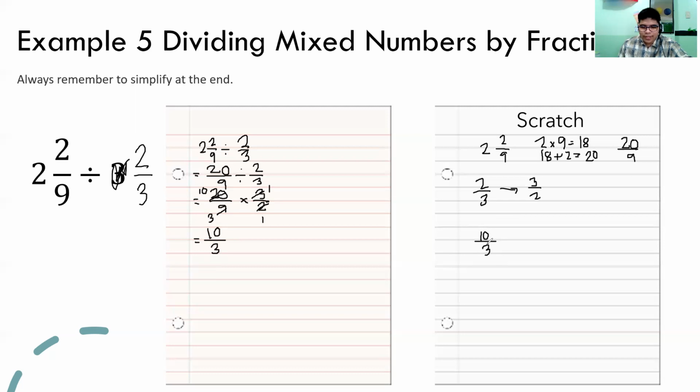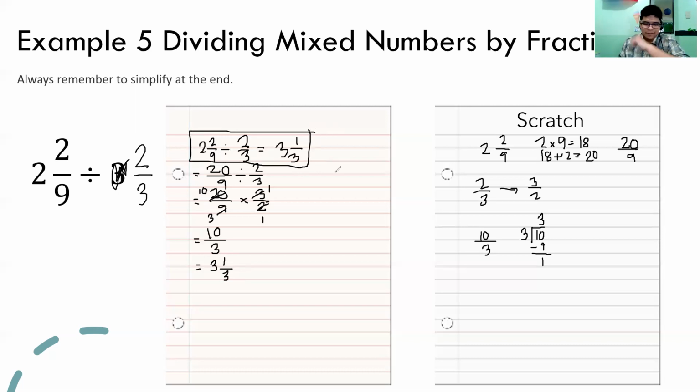Now we have 10 over 3. We don't want to let that stay in the improper form because that's not very proper. So we want to make that into a mixed number, and the way to do that is again by dividing. Let's divide 10 by 3. We get 3 because 3 threes can fit in 10. That 3 threes is 9. If you subtract that, we'll have one extra part. And so we'll have 3 and 1/3. So the answer of 2 and 2/9 divided by 2/3 is just 3 and 1/3. I hope that's very clear.